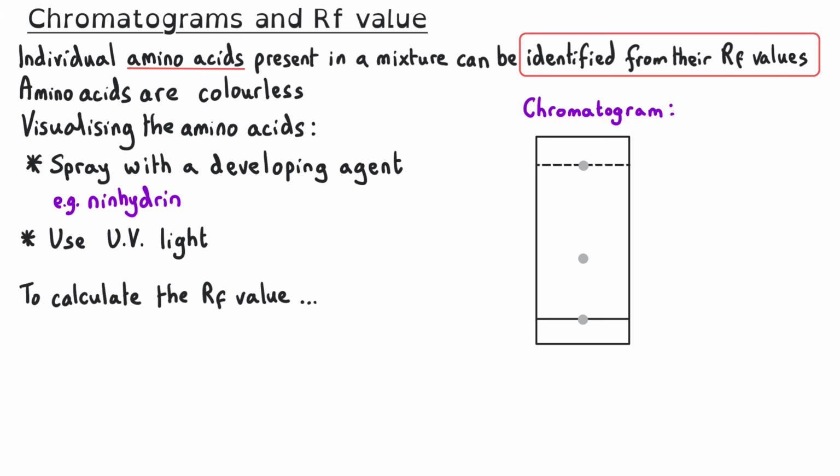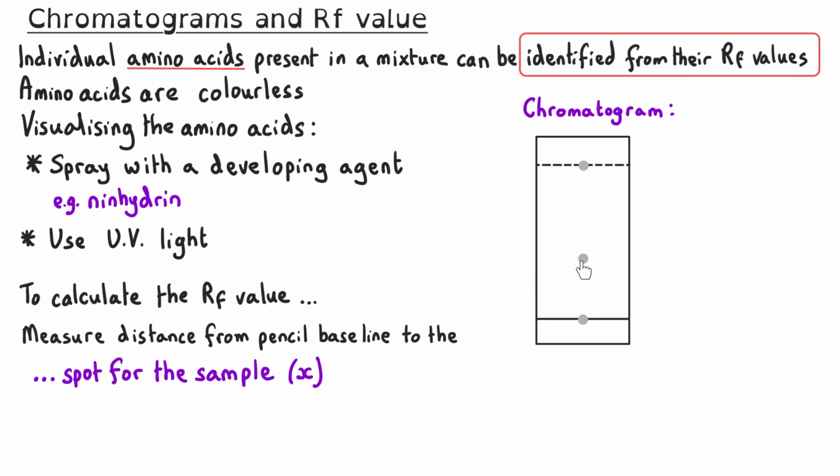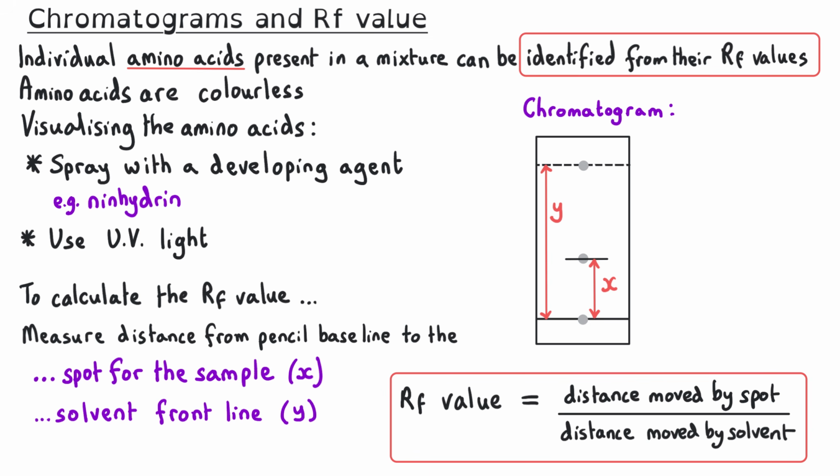Having done this, before we can calculate the RF value, we must measure the distances from the pencil baseline to the spot for the sample, always measured to the middle of the spot, and also up to the solvent front line. And so it's important to mark on the solvent front in pencil quickly before the solvent evaporates from the plate. To calculate the RF value, we take the distance moved by the spot and divide it by the distance moved by the solvent. And so if our sample had moved 4 centimetres and the solvent had moved 10 centimetres, the RF value is 0.4.